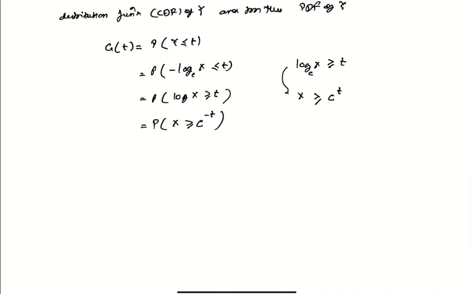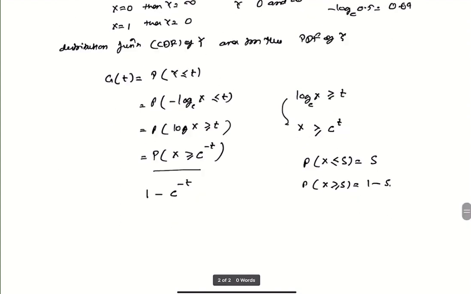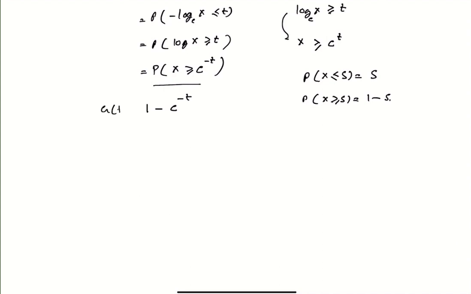Now what exactly is a uniform distribution? If there is a uniform distribution, then we know that the probability of x less than or equal to s is going to be s, and the probability of x more than or equal to s is just going to be 1 minus s. So the probability of x more than or equal to e to the power minus t is just going to be 1 minus e to the power minus t. So that is g of t.